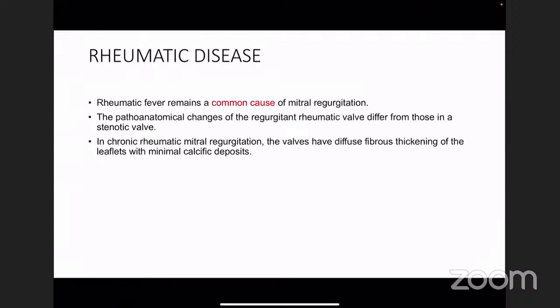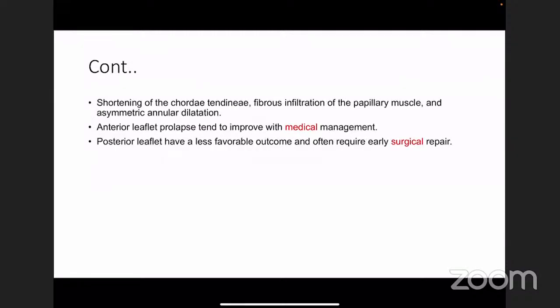Rheumatic disease remains the most common cause of mitral regurgitation. The pathoanatomical change of regurgitation of the rheumatic valve is different from that of the stenotic valve. In chronic rheumatic mitral regurgitation, the valve has diffuse fibrous thickening of the leaflet with minimal calcific deposit, shortening of the chordal tendon, fibrous infiltration of the papillary muscle, and asymmetric annular dilatation. Anterior leaflet prolapse tends to improve with medical management. Posterior leaflet prolapse has a less favorable outcome and often requires early surgery.